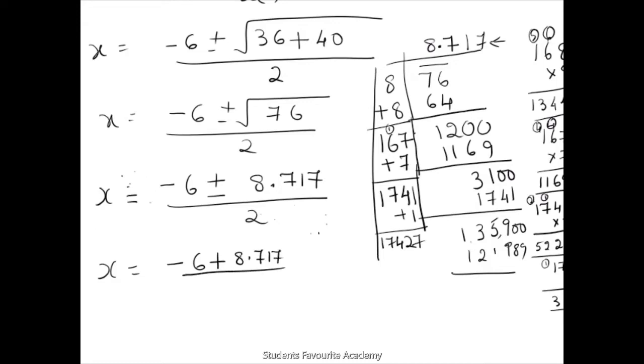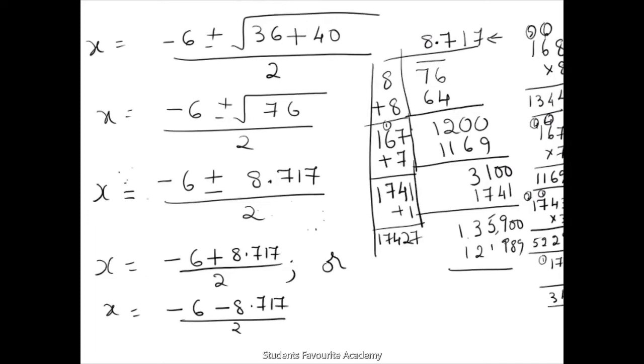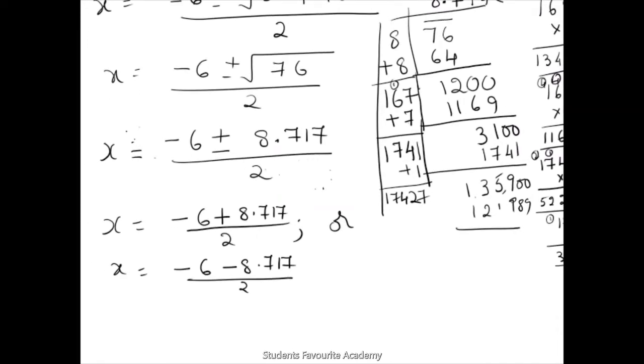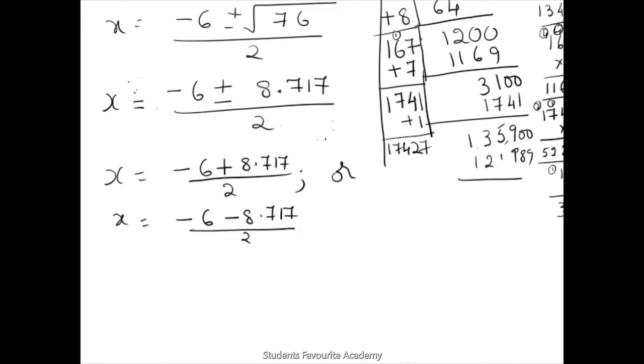Okay, so now you got x is equal to minus 6 plus 8.717 upon 2. One is that. The other answer is x is equal to minus 6 minus 8.717 upon 2. Now let me tell you once again, finding out the square root up to 3 decimal places is compulsory, and the final answer you have to give rounded off to 2 decimal places. So that is why we will continue with 3 decimal places, and then in the final answer we will round it off to 2 places.